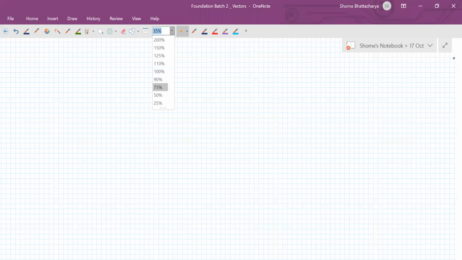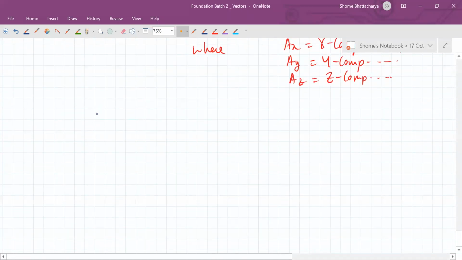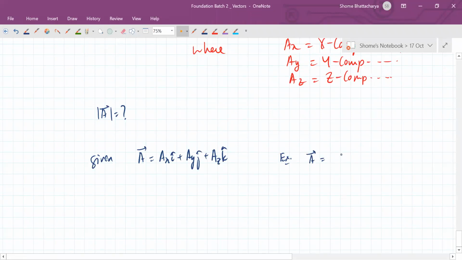So first of all, let us understand what about the magnitude of the vector A? How will we get that? Given a vector having components Ax i cap plus Ay j cap plus Az k cap, for example, suppose we had a vector having components like this: 6 i cap plus 3 j cap plus 6 k cap. How much would be the magnitude of the vector here?